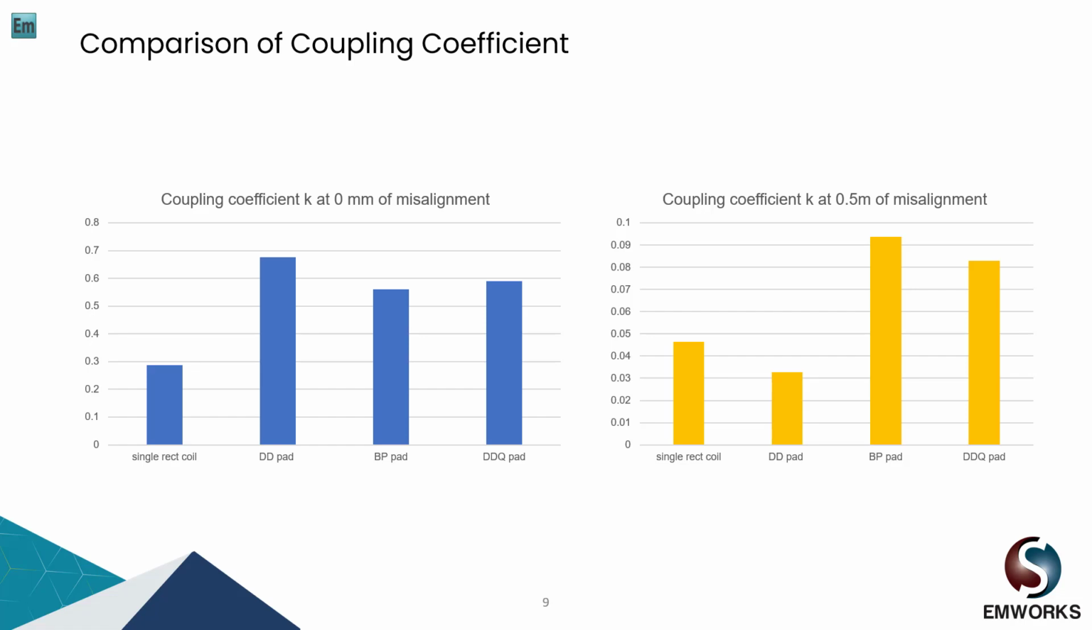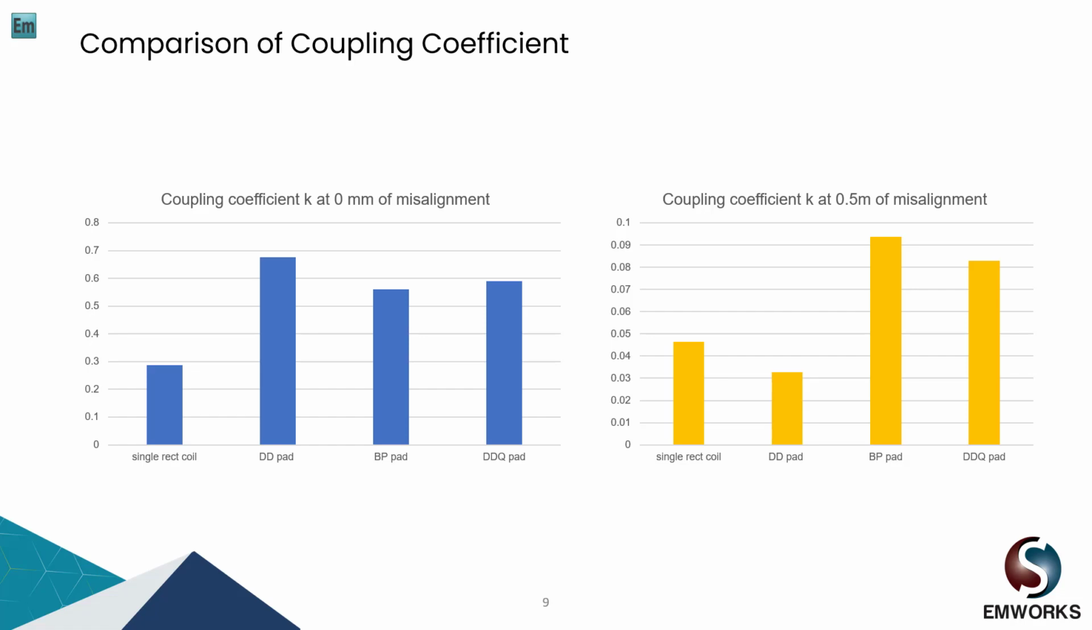rectangular coil. If the receiver is now located 0.5 millimeter away from the axis of the transmitter, the coupling coefficient drops for all the topologies. Both the DDQ pad and bipolar coils have the highest coupling coefficient at 0.5 millimeter of misalignment. As you can see on the right side, the bipolar pad plus the DDQ pad have higher coupling coefficient at 0.5 millimeter of misalignment.